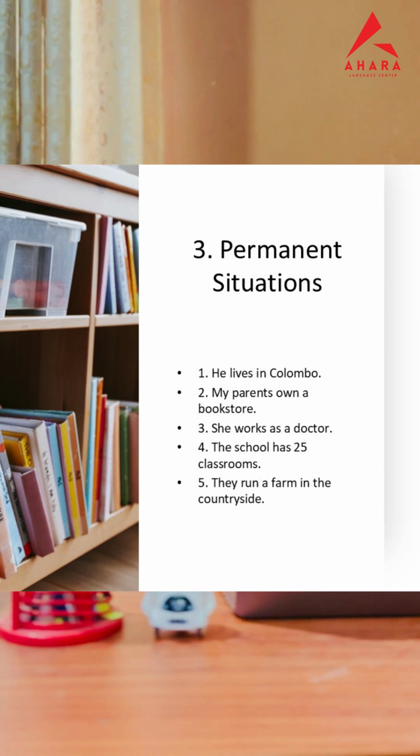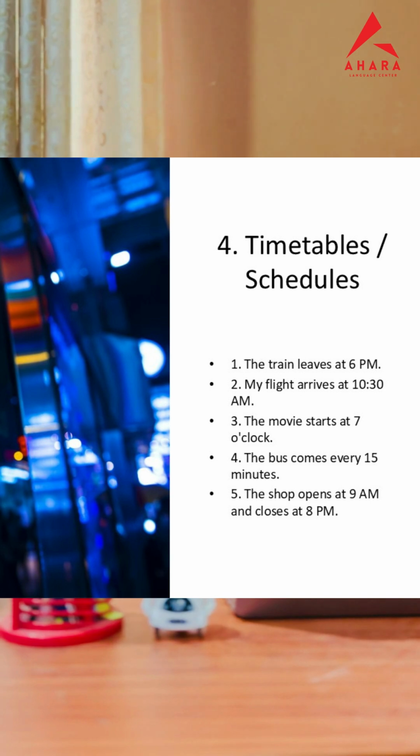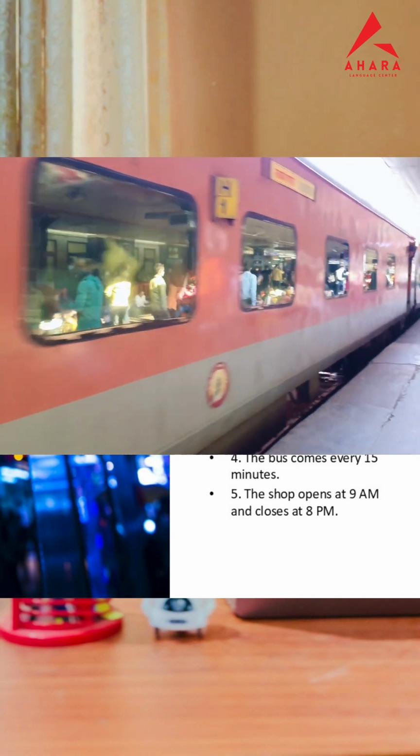They run a farm in the countryside. So they are running that. So that is for them and it is fixed. We will be using the simple present tense. The next category, timetables or the schedules. The train leaves at 6 p.m.